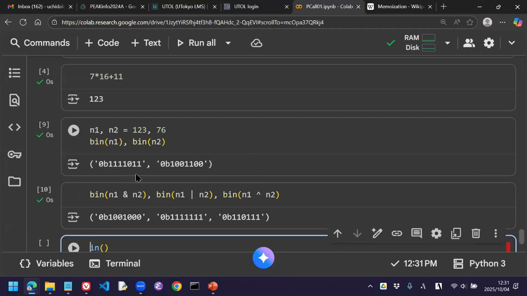Only when the bit for both is 1, the answer will be 1, like this. The same for or: they are all 1s. And exclusive or is like this. So please check it yourself that these constitute the corresponding operations.